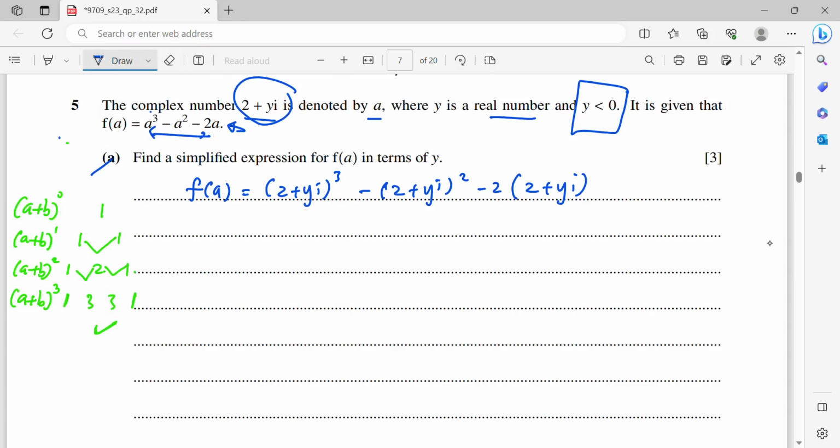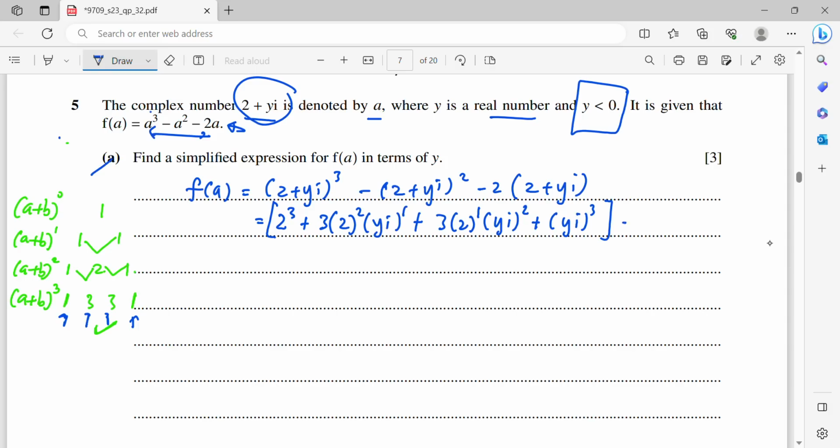Then from here, I will get 2 degree 3, I will just write 2 degree 3 because the coefficient for the first term is 1. But then for the second term, the coefficient is 3. So 3 brackets 2 squared, then yi degree 1. Okay, then the next coefficient is also 3. So 3 bracket 2 degree 1, then yi degree 2. Lastly, the coefficient is 1, so plus yi degree 3. So all this belongs to the first term, which is the cube of 2 plus yi.